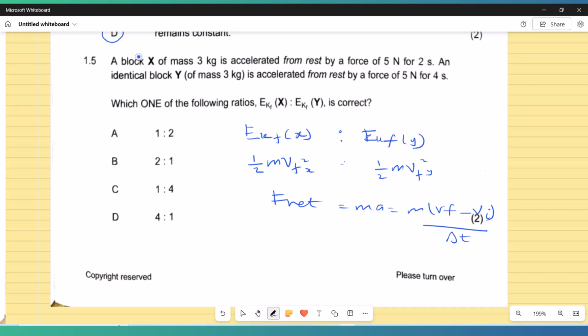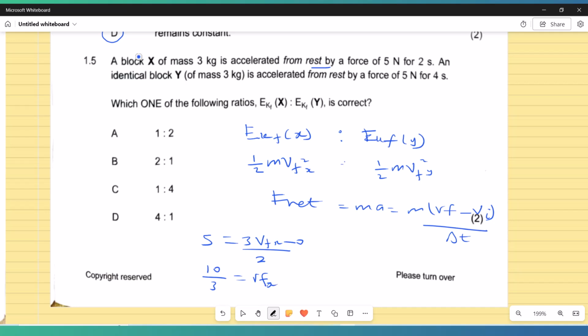So in this case, what do we know? If you look at the first one here, the mass is 3 kilograms. We don't know the V final, but V initial is 0 because they said from rest. So the force, which is 5, equals 3 times V final for X minus 0, divided by the change in time. They said 2 seconds, so 2 times 5 gives you 10, then divided by 3 equals V final for X.